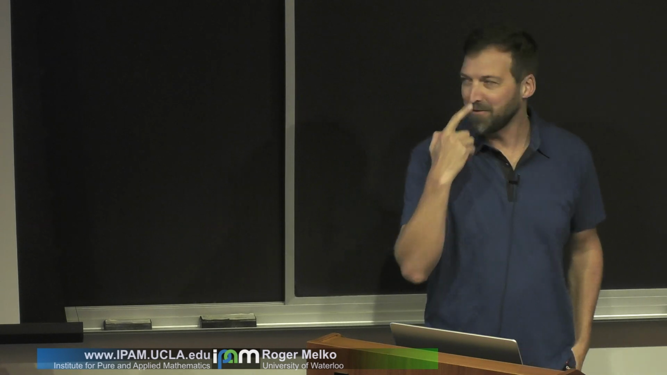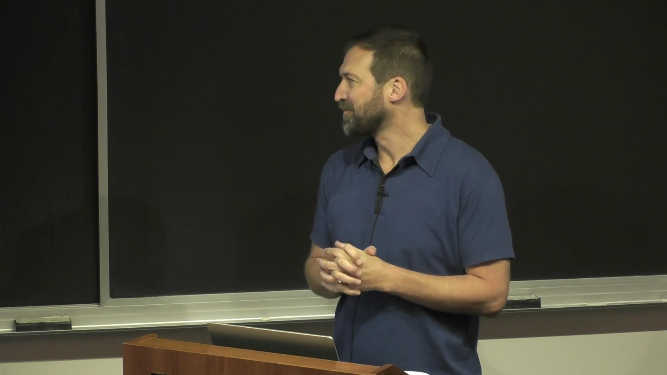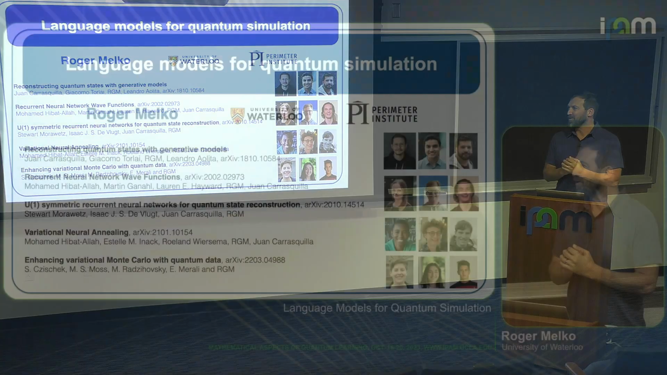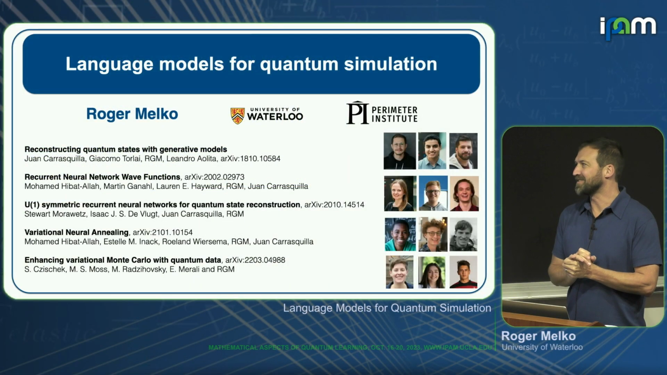So if you haven't met me or if I haven't met you before, I'm Roger Melko at the University of Waterloo and Perimeter and Super Theoretical Physics. I'm a condensed matter theorist, and so I hope I hit the right level with what I'm going to talk about today. Really what I'll focus on is what I'm calling language models, a class of generative models that we've been constructing to aid in what I'm calling quantum simulation.